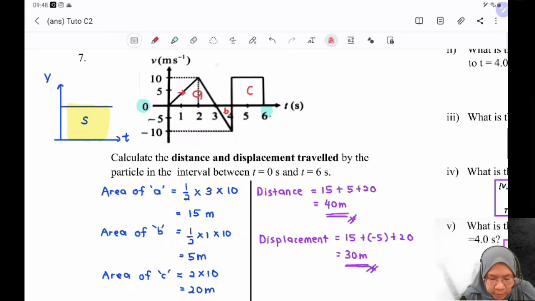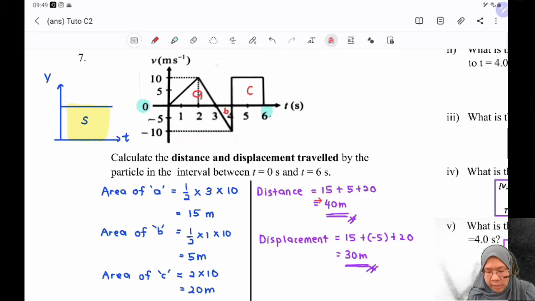Okay, untuk area A ni, bentuk dia adalah segitiga. So, kita pakai formula segitiga. Half times 3 times 10. So, kita dapat 15 meter. And then, untuk B pula, kita ada area triangle juga. So, kita pakai half times 1 times 10. So, kita dapat 5 meter. Okay. And then, area C adalah square ataupun rectangle. So, kita darab, kita akan dapat 20 meter.